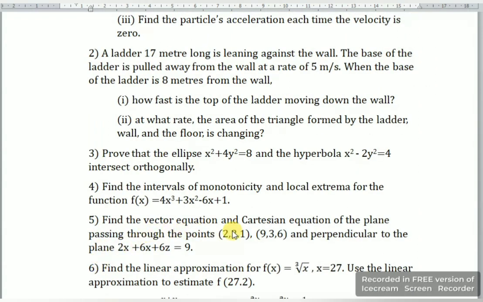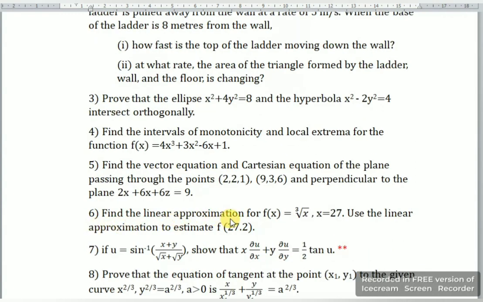Next one. Find the vector equation and Cartesian equation of the plane passing through the points 2, 2, 1 and 9, 3, 6 and perpendicular to the plane 2x plus 6y plus 6z is equal to 9. Next one, find the linear approximation for f of x equal to cube root of x at x equal to 27. Use the linear approximation to estimate f of 27.2.